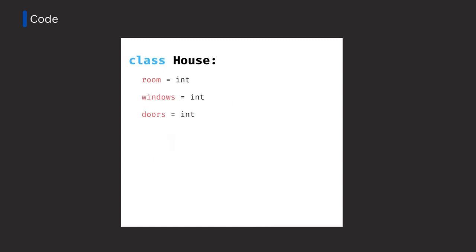Now we will make an object. We can create an object by giving it a name like house1. Then add an equal sign. Then write the name of the class. In our case it is House. Now we can set the properties by using a dot with the object.